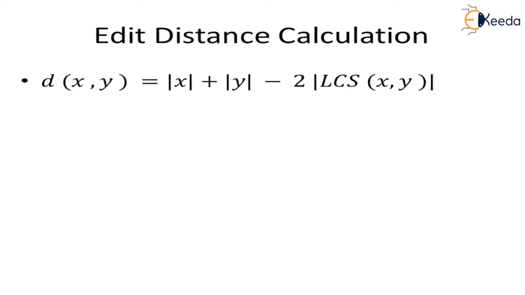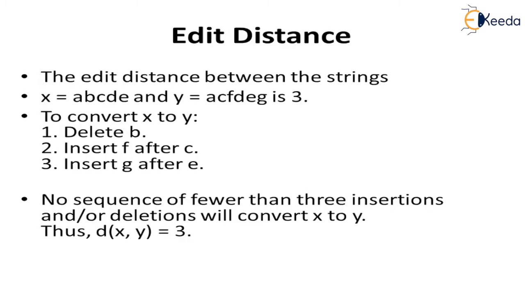Distance between x and y is equal to the length of x, which we write as mod x, plus mod y, that is the length of y, minus 2 times LCS of x and y. What is LCS? LCS is the longest common subsequence, which helps to calculate the edit distance also. The edit distance between the strings x equals a b c d e and y equals a c f d e g is 3.